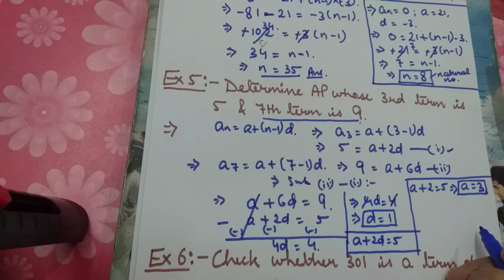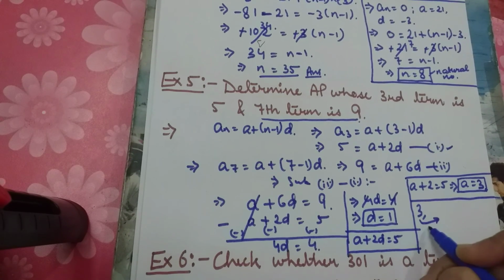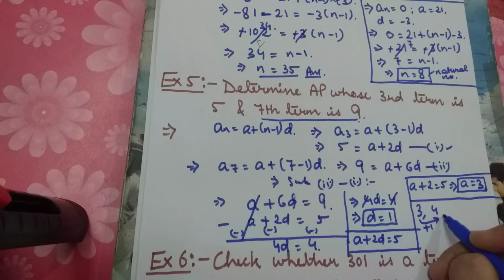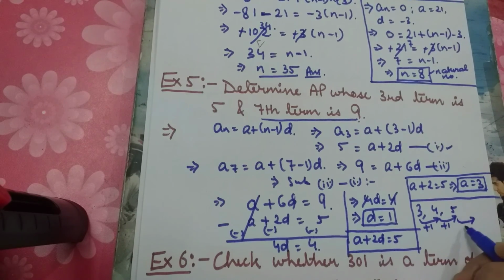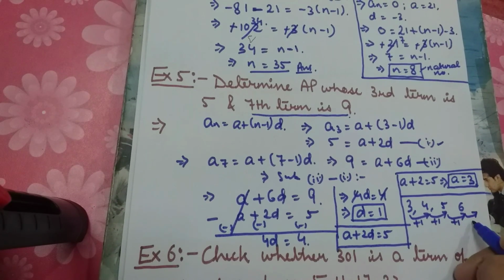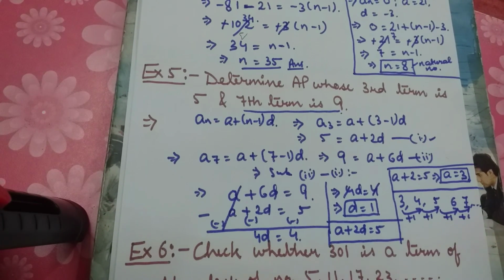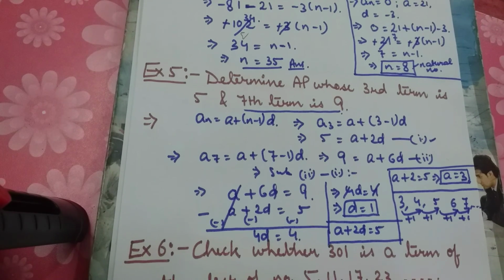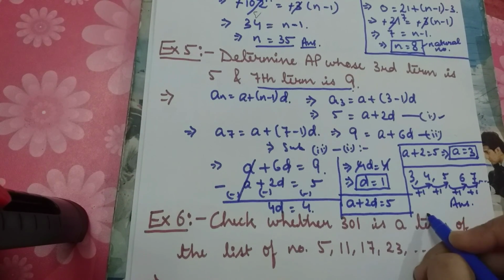Now you have to find the AP, that series. Your first term is 3, common difference is 1, so add 3 plus 1, you get 4. Next term after 4 is 5. Next term after 5, add the common difference, 5 plus 1, 6. Next term is 6 plus 1, 7, and this series will continue like 3, 4, 5, 6, 7, 8, 9, 10, because the common difference is plus 1. So this is our final answer.